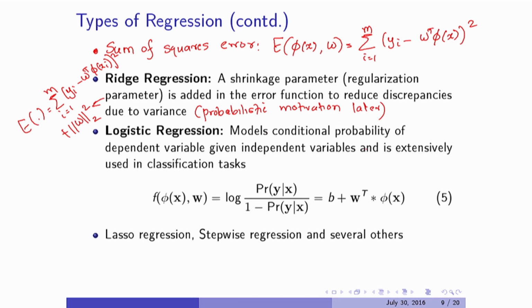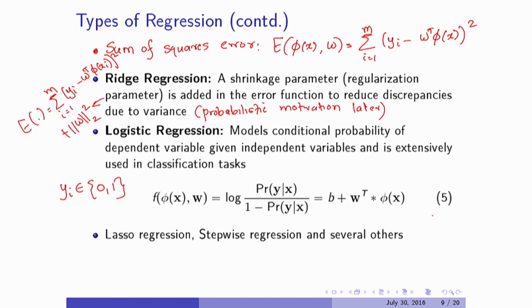One could also look at regression where the dependent yi is not necessarily real valued. For example, it could be binary, 0 or 1, as is the case with classification. In the logistic regression model, the function to be predicted is basically the log of the odds, the probability of y given x divided by 1 minus the probability of y given x, the log of the odds. And this is assumed to be a linear function.